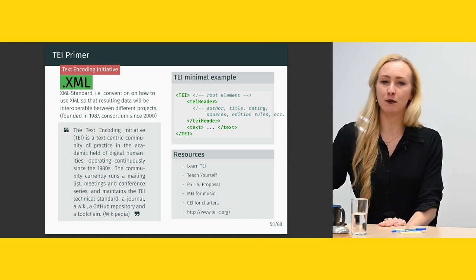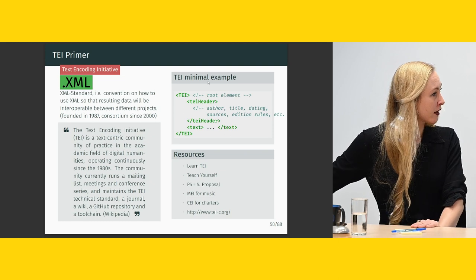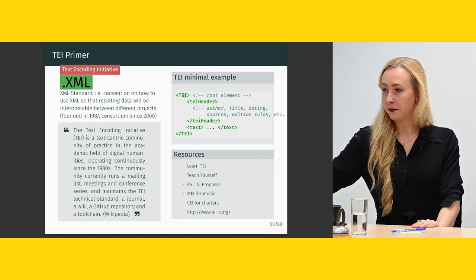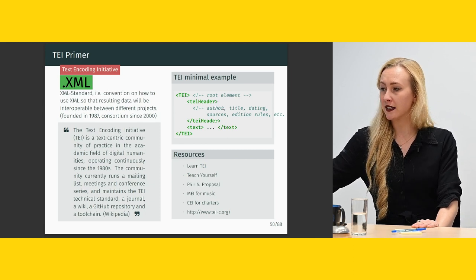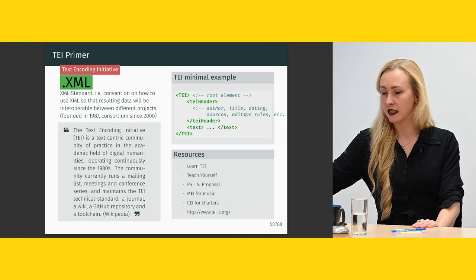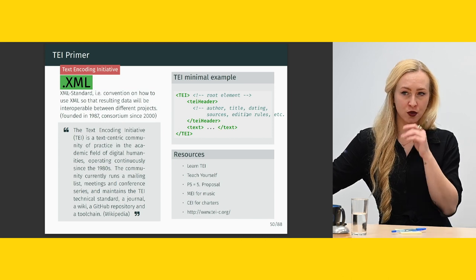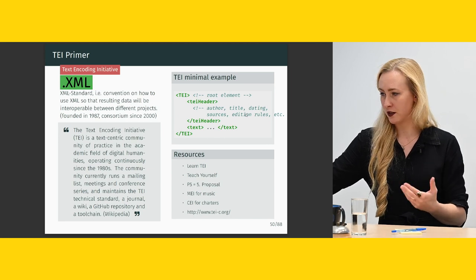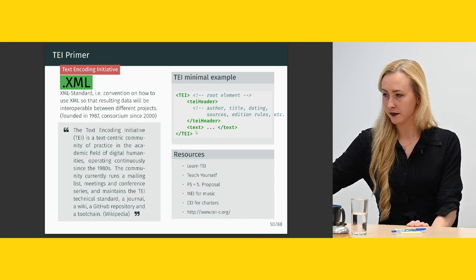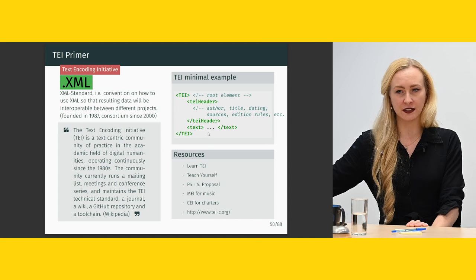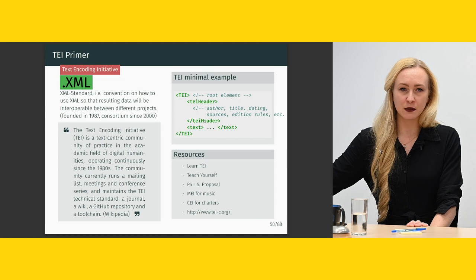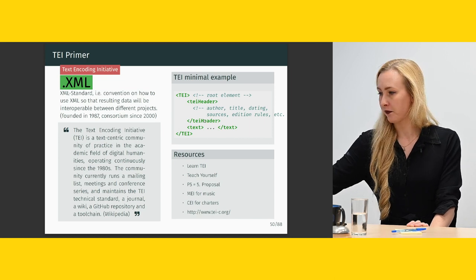And a minimal example of a TEI file is the following. The root element is always TEI. Then there's a TEI header. This contains author, title, dating, sources, and additional rules. So this ensures that the element is an academic resource that is citable and so on. And then text. There are also different options. You could also just have facsimile or other things. But this is a minimal example of what it looks like.